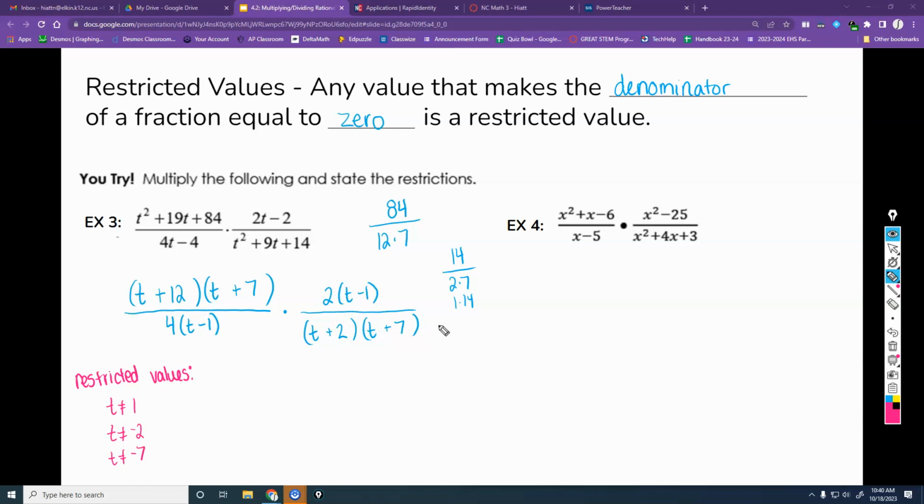And what happens when you have 0 in the denominator of a fraction if you try to divide by 0? You do not get 0. Try it in your calculator. Try to do like 10 divided by 0. Error. It does not work. Right? You cannot divide by 0.